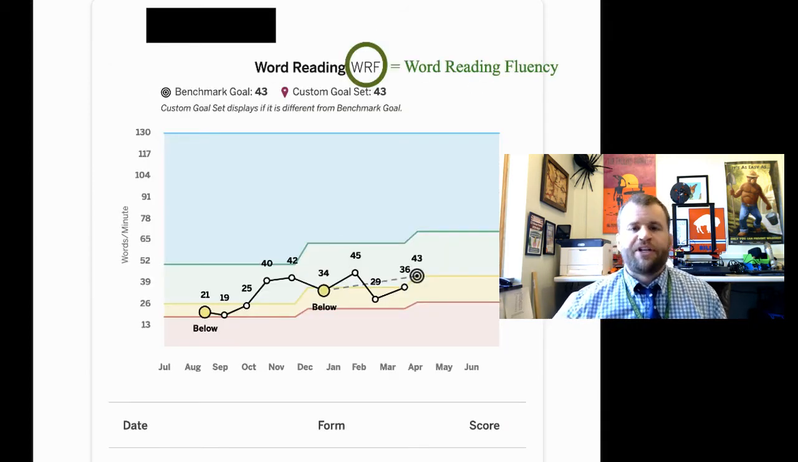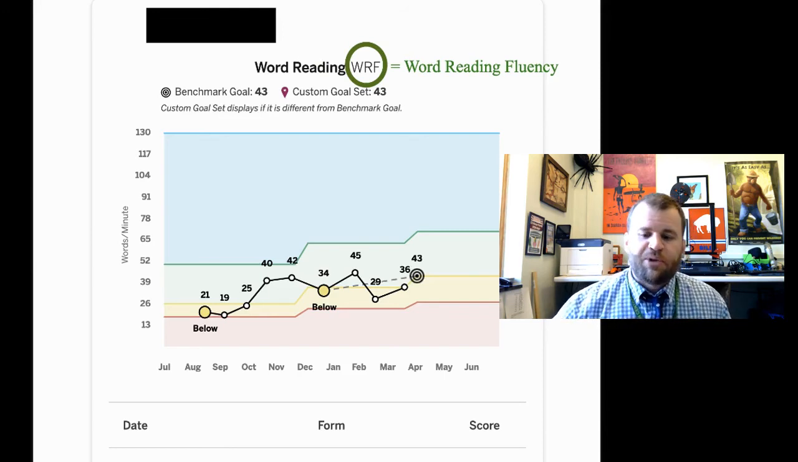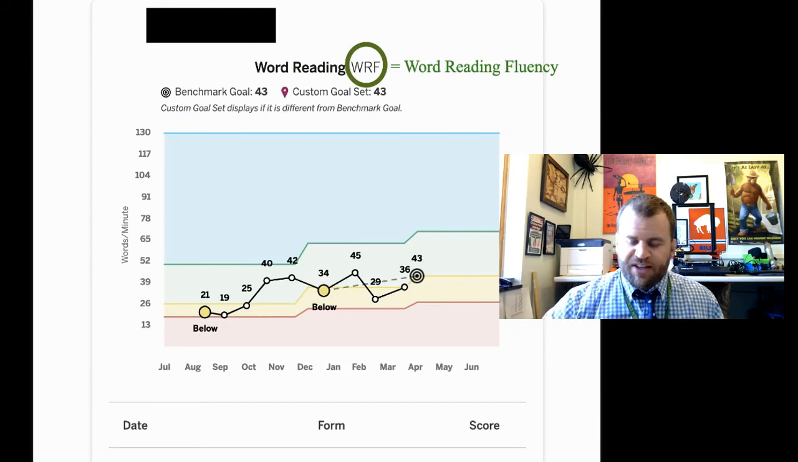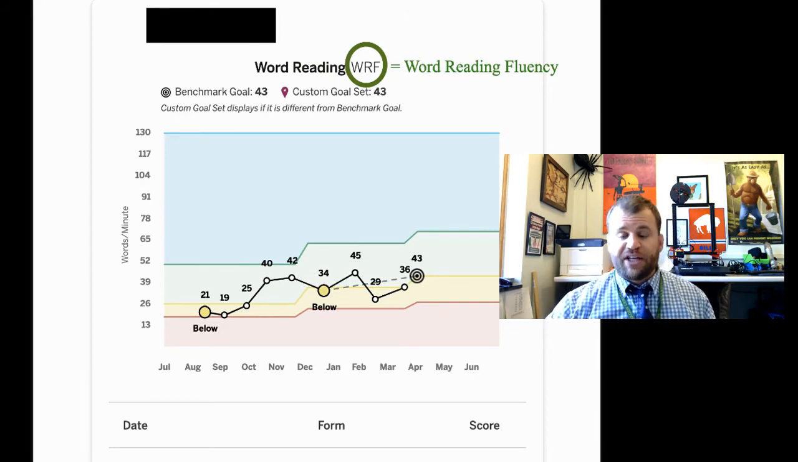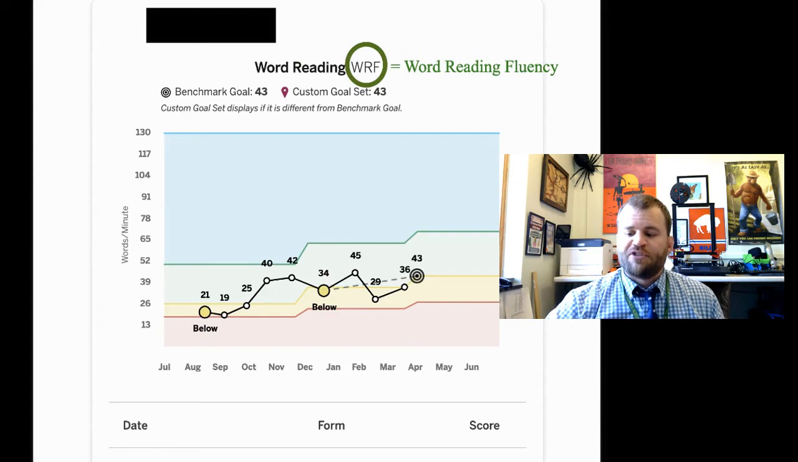All right, now we're going to get into this one. This is the WRF, which stands for Word Reading Fluency. Our students read individual words aloud from a word list for one minute. Their score is the number of words that they read with fluency. For example, this student on this particular date got 45 words, which is pretty good, especially relative to past performances.